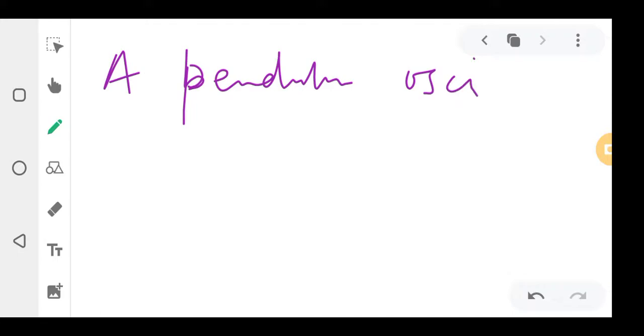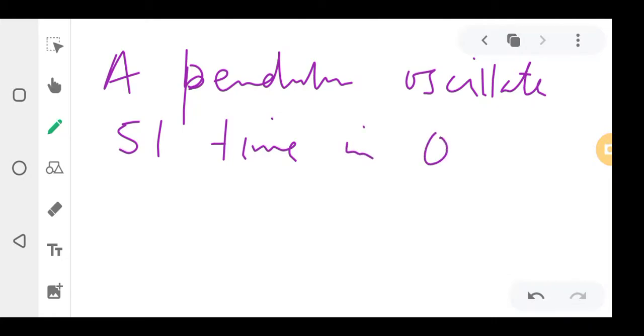So we proceed. They can give you a question like, what's the second question? A pendulum oscillates 51 times in 0.42 seconds. Question A.